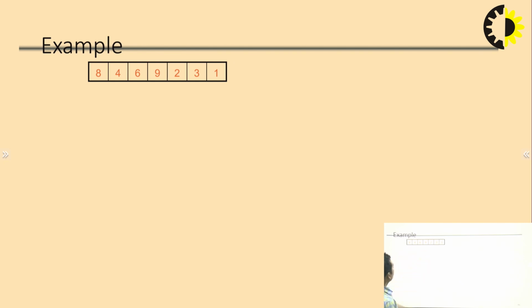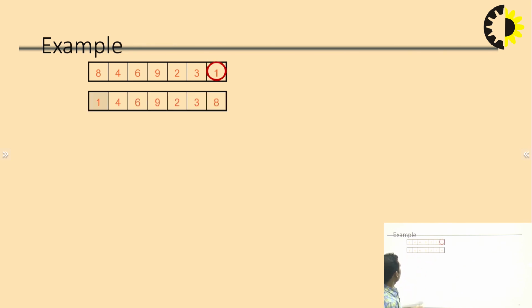If this is our data, what is the smallest element in this particular array? This is 8, no, 4, no, 6, no, 9, no, this is 1. So place this one at the first position, that is 8, meaning we are going to exchange. Now 1 comes in the first position and 8 goes in the place of 1. So we are swapping the 1 and 8, the remaining are the same.